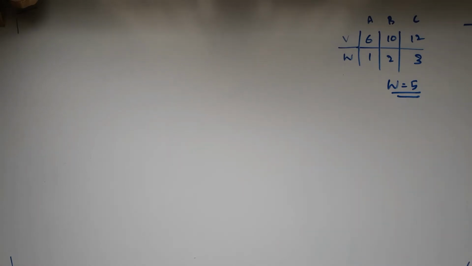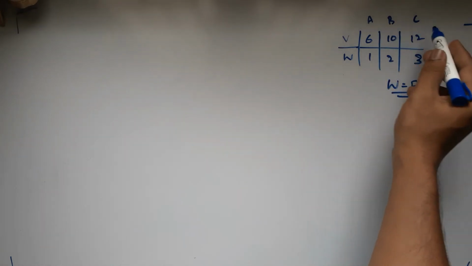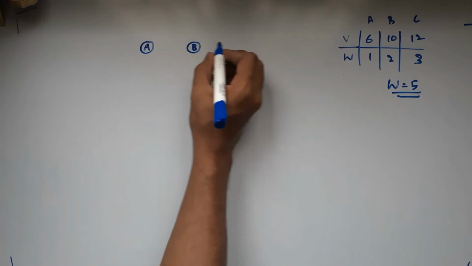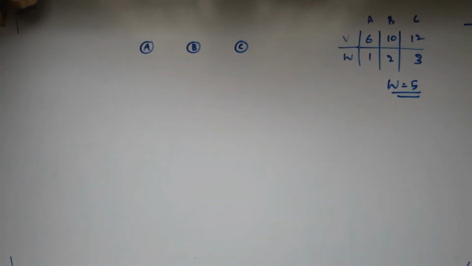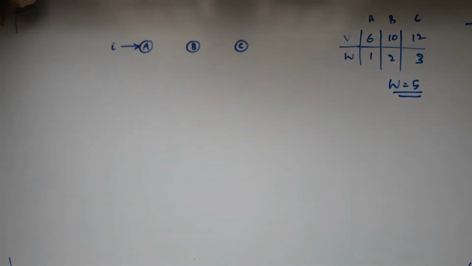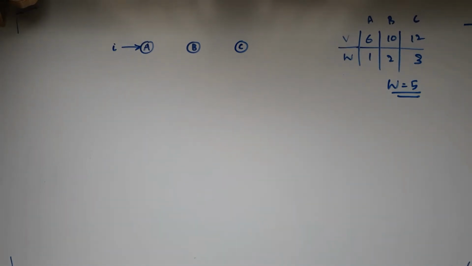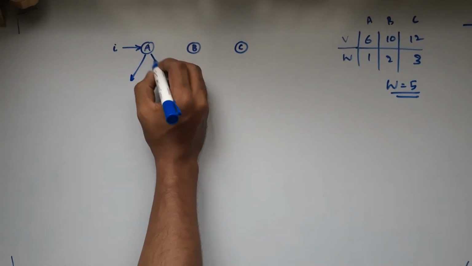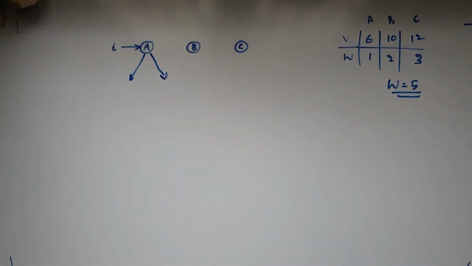So for simplicity, I'll name them A, B and C. Now let's say we have objects A, B and C. Now what we have to do is, we'll take an iterator and initialize it to the first position, to the object A, and now we'll take a decision. Our question is, shall we include this particular object A in our knapsack or not?